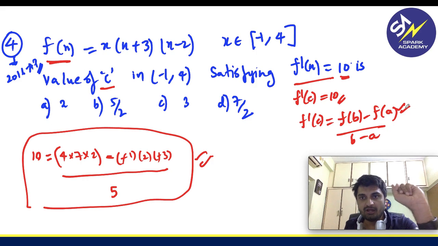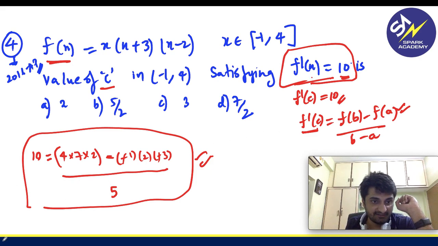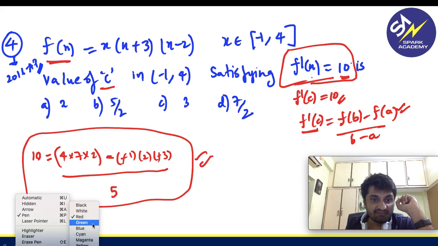But now, what else did he give? f dash of c is 10, right? They're asking you c. So we have satisfied the theorem, but what they're asking you is now c, right?